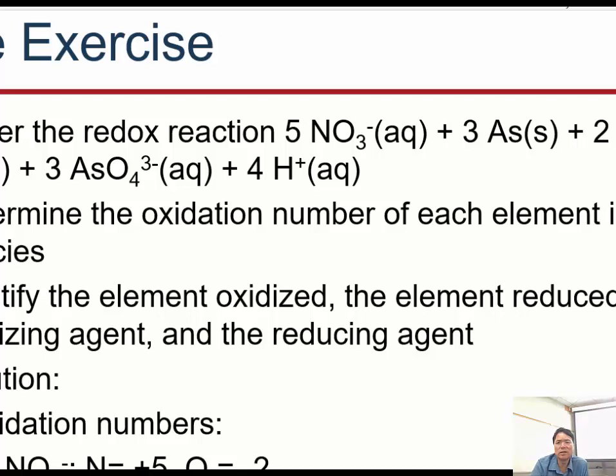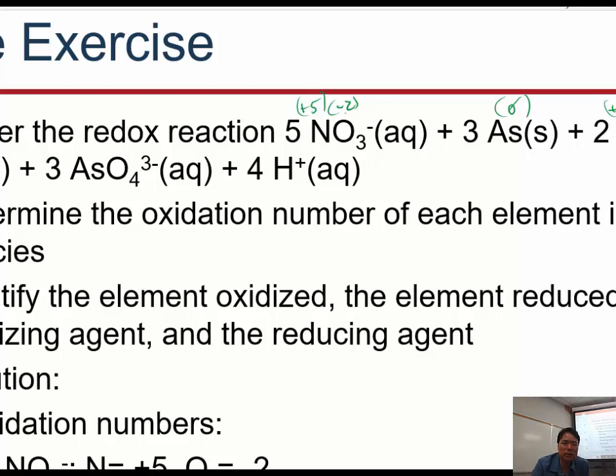Consider the redox reaction here. We have nitrate plus arsenic plus water yields nitric oxide plus arsenate plus H+. Determine the oxidation number of each element in the species. So here, oxygen goes at minus 2. Minus 2 times 3 is minus 6. Minus 6 plus what gives us minus 1? This has got to be plus 5. And then this is an element. In the elemental form, this is 0. This is minus 2 plus 1.